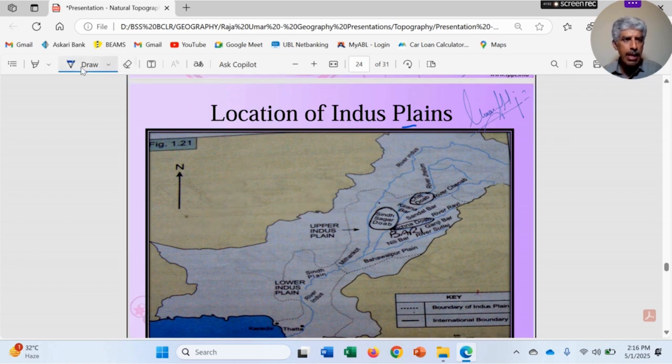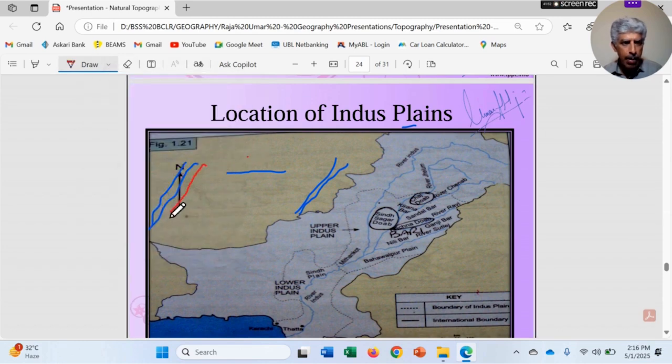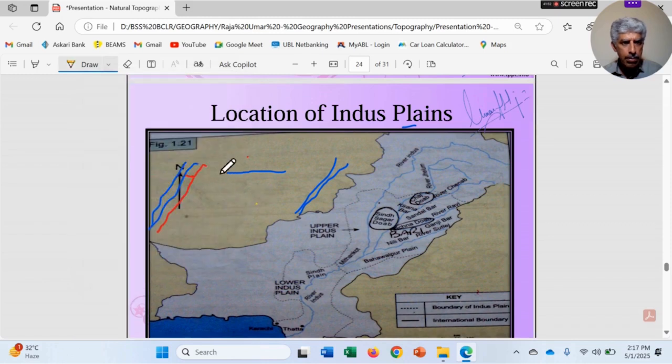Now talking about the bar uplands. As I was explaining, the central part of the Doab. Here we have one river flowing, here we have the other river flowing, and the active floodplain is from this red to blue line. Then the old floodplain is between this yellow and red line. In the same way, the same situation is over here.